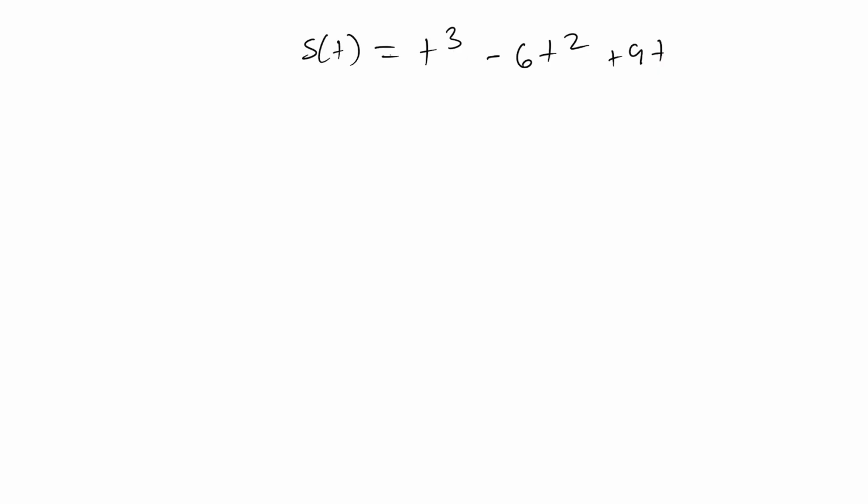Well, first we'd have to find the velocity, which once again is simply the derivative of the position equation. So s prime of t would be equal to the derivative of t cubed, which would be 3t squared, minus the derivative of 6t squared, which would be 12t, and then the derivative of 9t, which is simply 9.